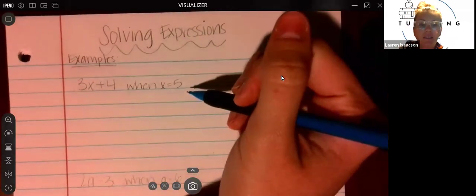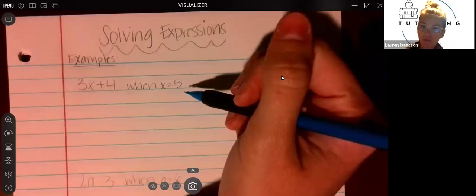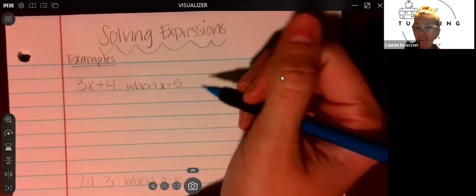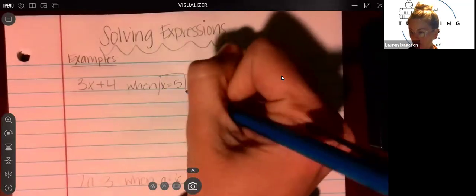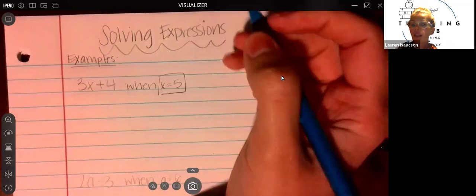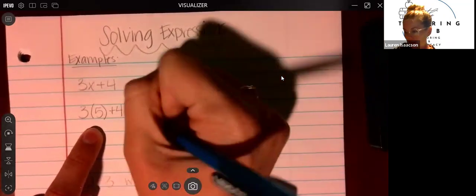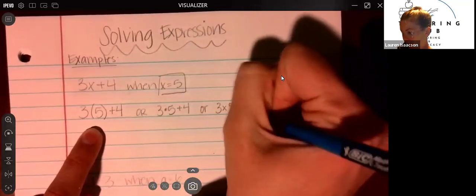Our first example is 3 times x plus 4, and we need to solve when x equals 5. So we're going to rewrite our problem plugging in 5 for x, okay? And remember, x is our variable. So 3 times 5 plus 4. Now you can write 3 times 5 a few different ways. I just put the 5 in parentheses, but you could also write it like this, or 3 times 5 plus 4.